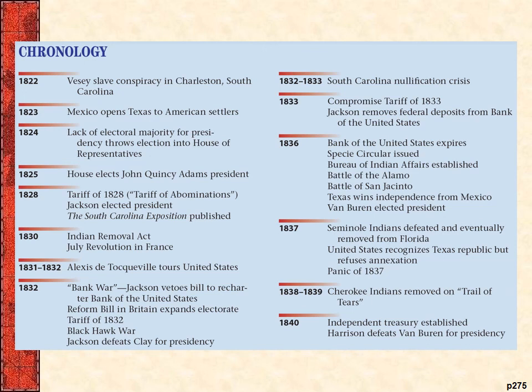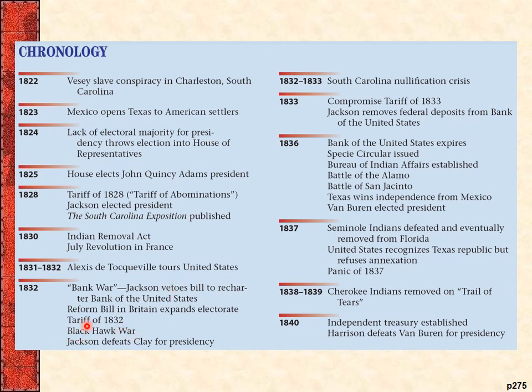The last slide of the lecture, our chronology slide. You can see here the corrupt bargain of 1824, where John Quincy Adams becomes president. You can see 1828, the Tariff of Abominations, and Jackson is elected president. This is also when the South Carolina Exposition is published. 1830, the Indian Removal Act. 1832, you get the Bank War, where Jackson vetoes the bill to recharter the Bank of the United States.